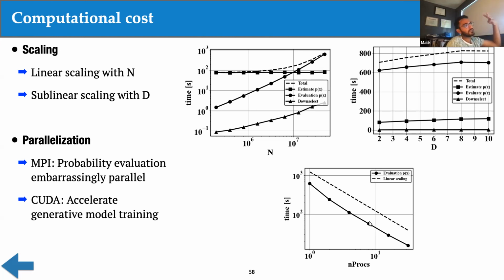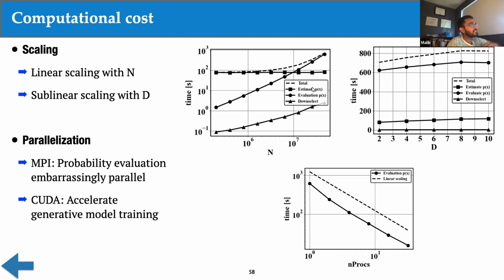Essentially you have three steps that are expensive. You have the estimation of the probability, then you have the evaluation of the probability. What I did not say is that when you estimate the probability, it's fairly cheap actually, but then for each data point you have to assign a probability. And that evaluation is actually a bit expensive, especially if you have billions of data points. That evaluation step scales really well. You can use multiple processors because it's embarrassingly parallel.